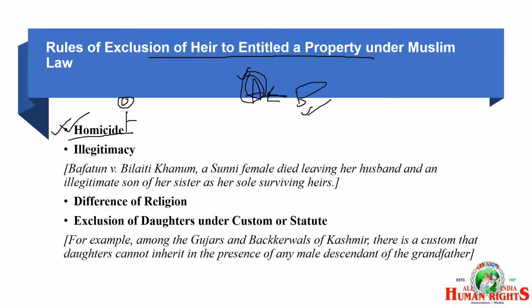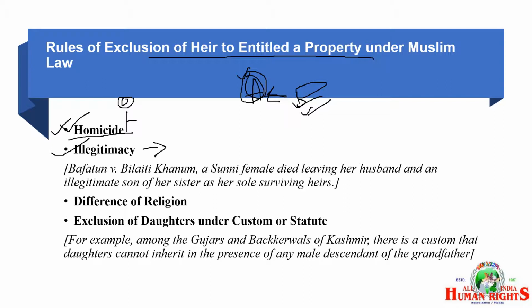But when we talk about Sunni law, no matter what, even if there is no intention, B will not be entitled to the property of his father if he has in any way caused the death of his father. The next rule of exclusion is about illegitimacy. Illegitimacy means that a person or the child has been born out of wedlock.